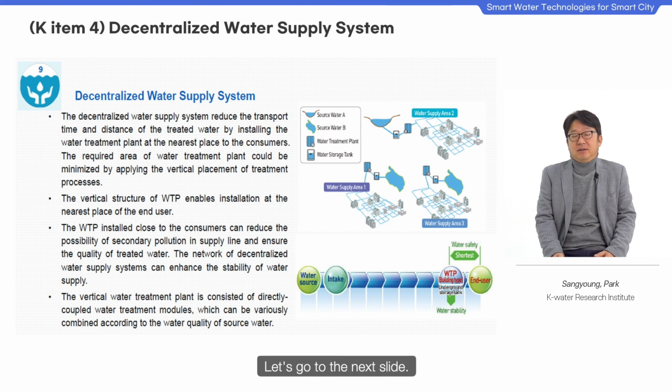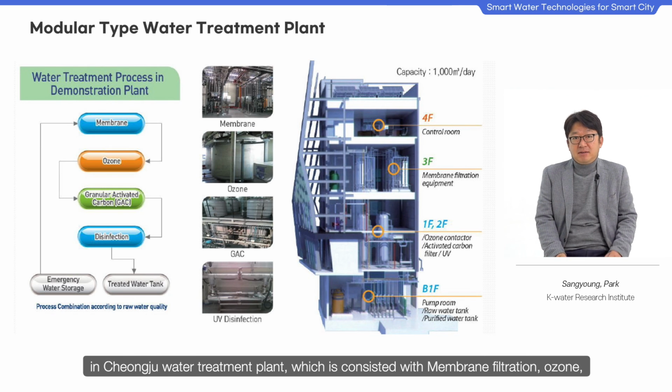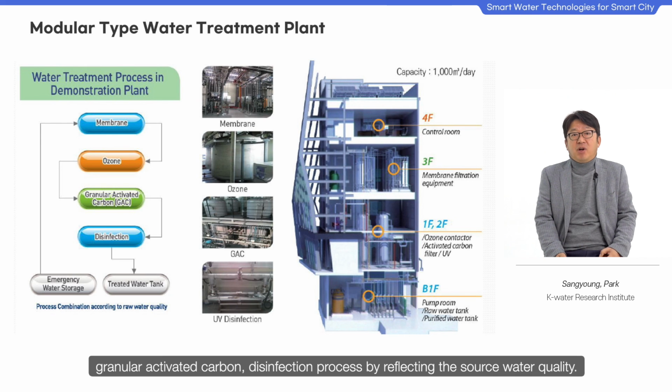Let's go to the next slide. This slide shows the water treatment process in the demonstration plant in Cheongju Water Treatment Plant, which consists of membrane filtration, ozone and granular activated carbon process, and disinfection process, reflecting the source water quality.